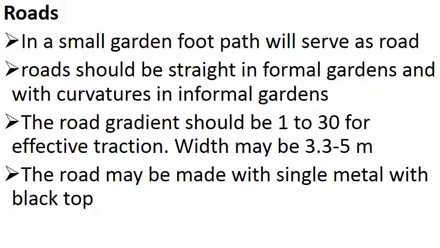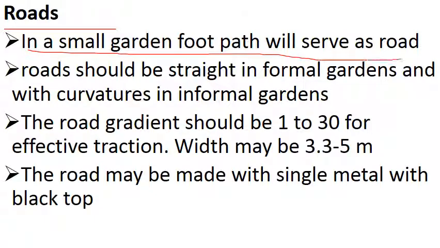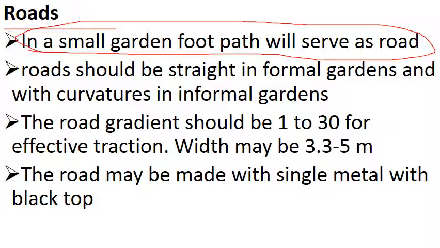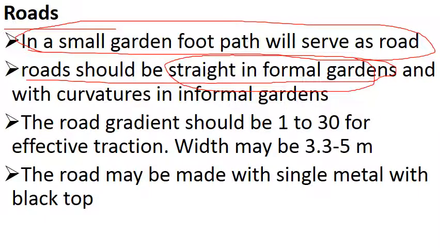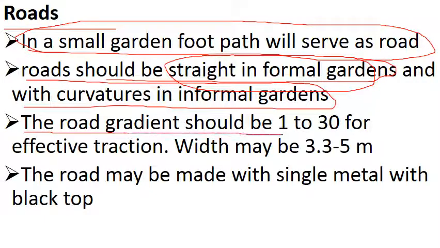Now comes roads. In a small garden, footpaths will serve as a road. We already discussed footpath. In a small garden, a footpath is also considered a road. Roads should be straight in a formal garden. As I already told for footpaths, formal gardens are straight and informal gardens have curvature. The road gradient should be 1 to 30.